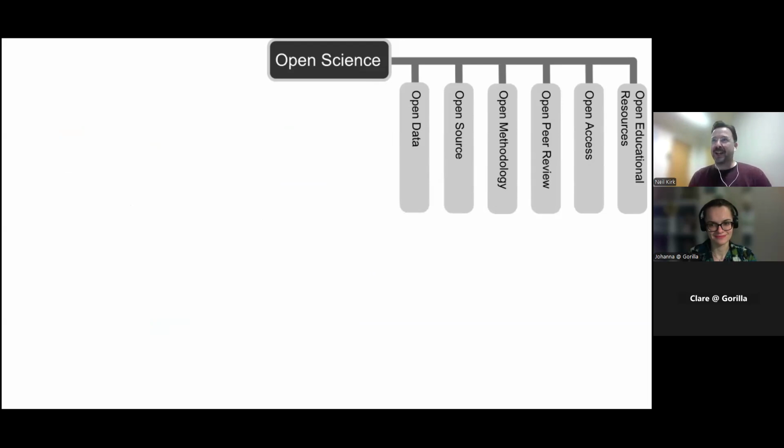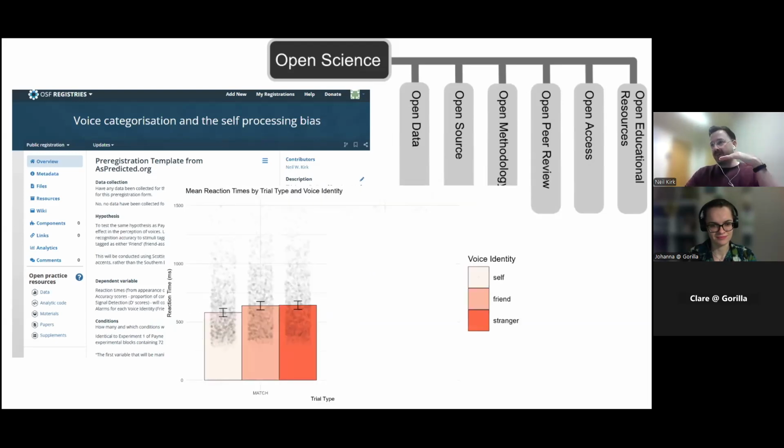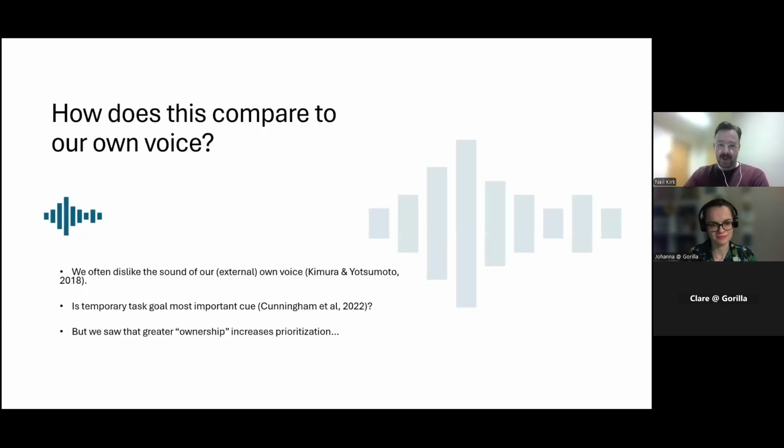So essentially, I took the materials from the Gorilla Open materials, but I put new recordings in of 3 Scottish men. So I did my pre-registration, and essentially I replicated the results in that I found a self-prioritization effect. They were faster with the self voice compared to the other 2. So that was cool. I think replication is important. So it was nice to be able to take that and just show the same results.